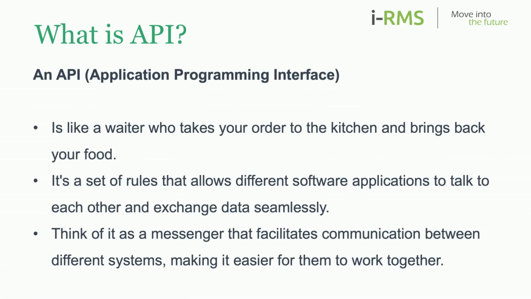An API, Application Programming Interface, acts as a bridge that connects different software applications and enables them to exchange data efficiently. It operates like a waiter who takes your order to the kitchen and brings back your food. Simply put, it's a set of rules that governs how different systems can communicate with each other. Essentially, it serves as a messenger that facilitates communication between different systems, allowing them to work together smoothly.